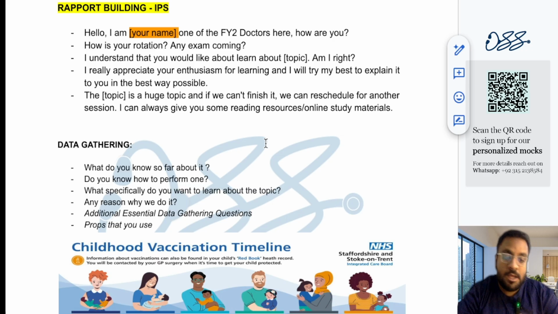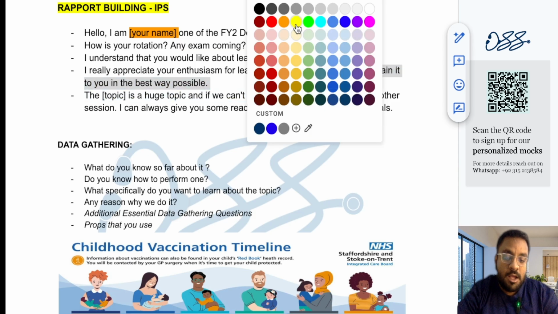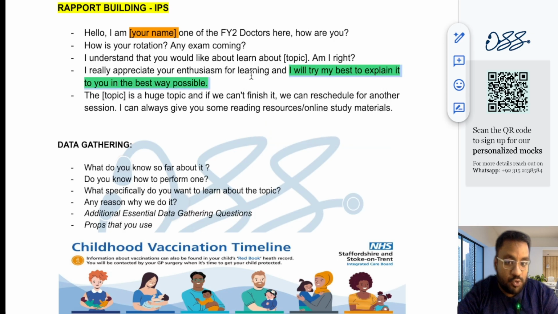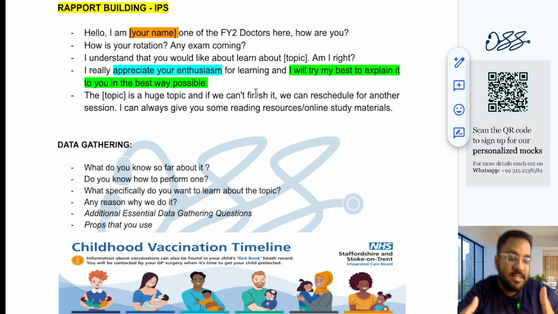And then try to use these lines: okay, I will try my best to explain it to you in the best way possible. Okay, don't worry, I'm going to explain everything to you. I really appreciate your enthusiasm. Try to use these terminologies that would help you build the rapport that is needed.